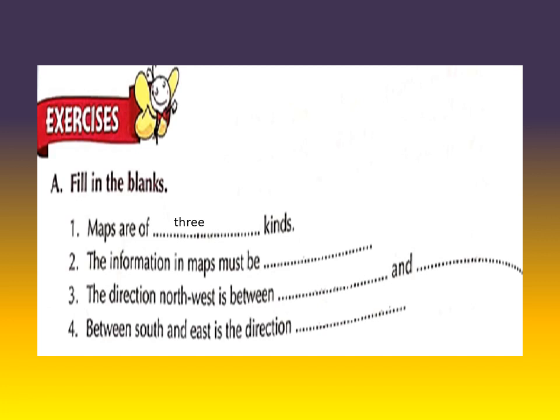3. Number 2. The information in maps must be dash. It should be without any mistake, that is accurate. Number 3. The direction northwest is between dash and dash. North and west. Between south and east is the direction southeast. Okay. Let us move to the next one.